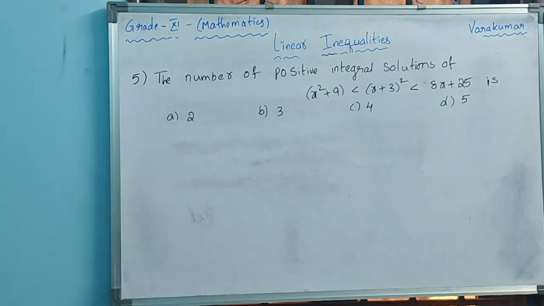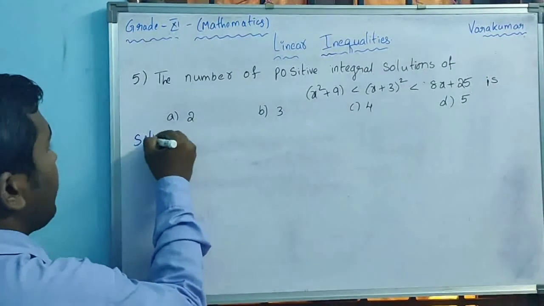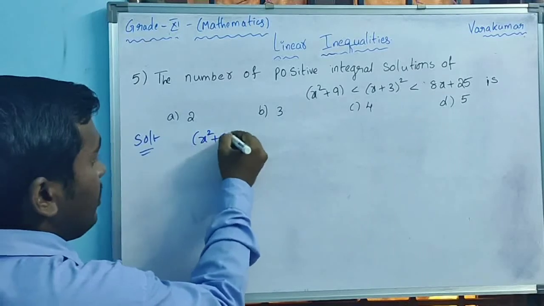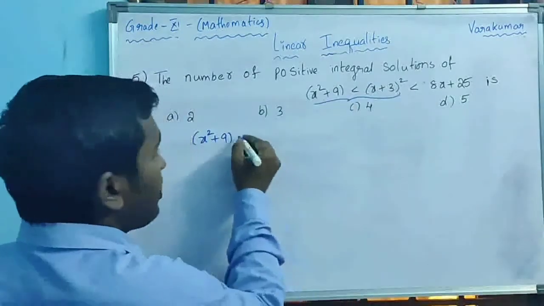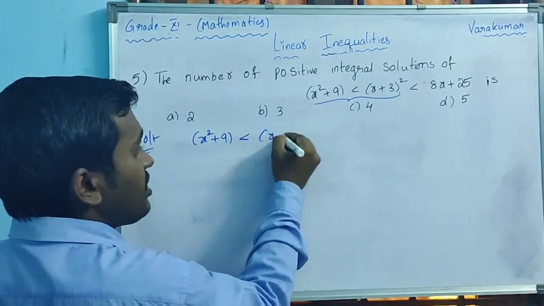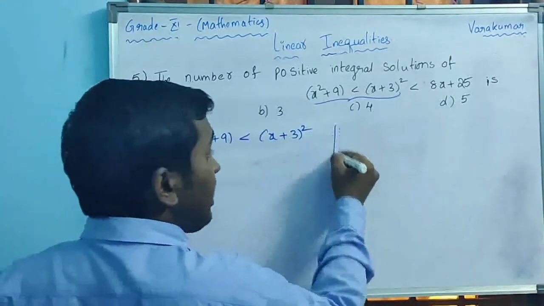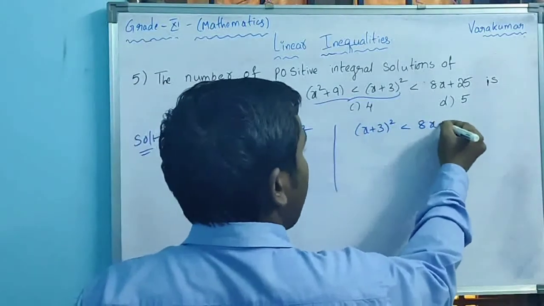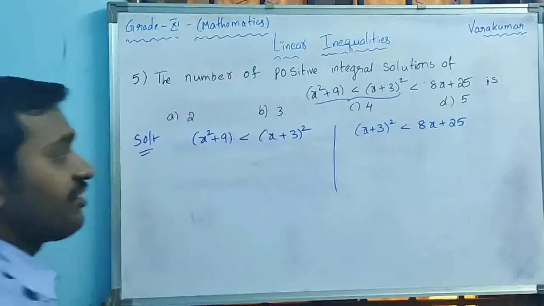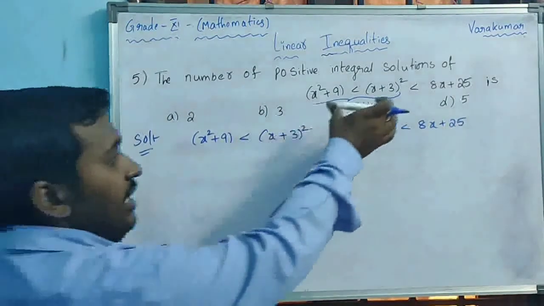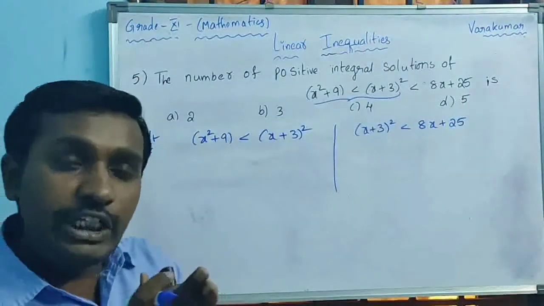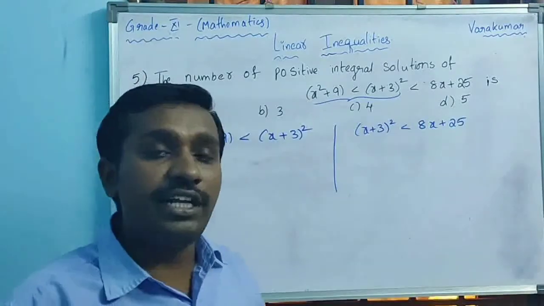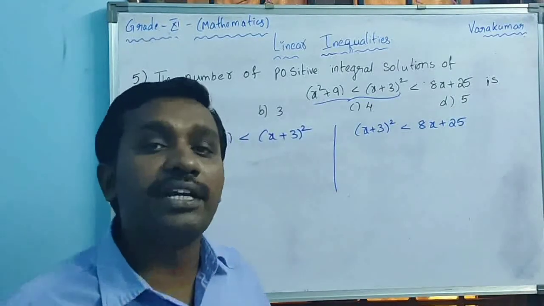Now see, what is given? Given that x square plus 9 less than x plus 3 whole square less than 8x plus 25. First this part I am taking, x square plus 9 less than x plus 3 whole square. Next, second part, x plus 3 whole square less than 8x plus 25. So what I am going to do, I am going to separate this inequation into two parts. First part I will solve, second part I will solve, and from this I will take the intersection of the solutions.